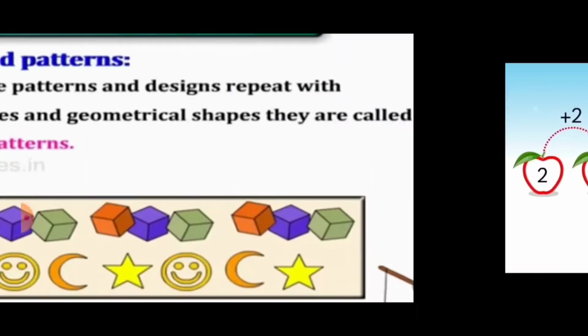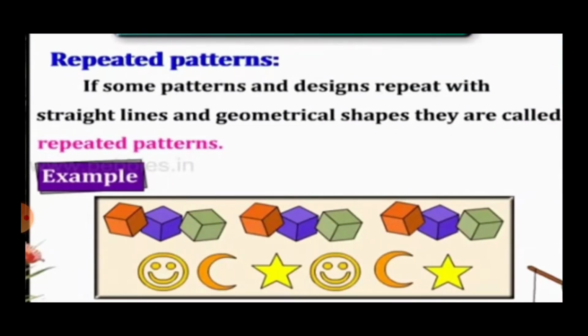Now children, let us see the next type of pattern, that is repeated patterns. If some patterns and designs repeat with straight lines and geometrical shapes, they are called repeated patterns. Now observe these examples. We have an orange, purple and green box. Next, again orange, purple and green. Again orange, purple and green.